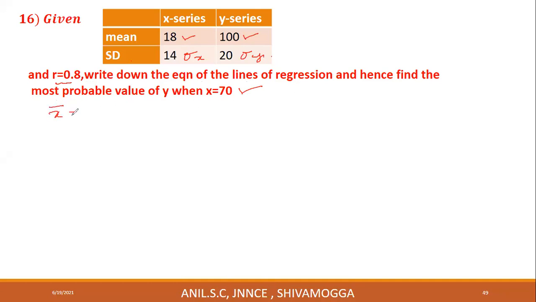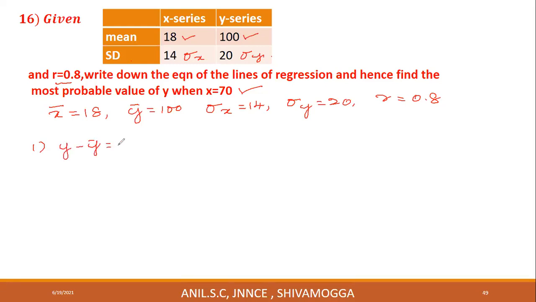Let's go on that. X bar is equal to 18, y bar is equal to 100, sigma x is equal to 14, sigma y is equal to 20, and r is equal to 0.8. So a simple problem. First, we have to find the regression lines. The regression line is given by y minus y bar is equal to r into sigma y divided by sigma x into x minus x bar.